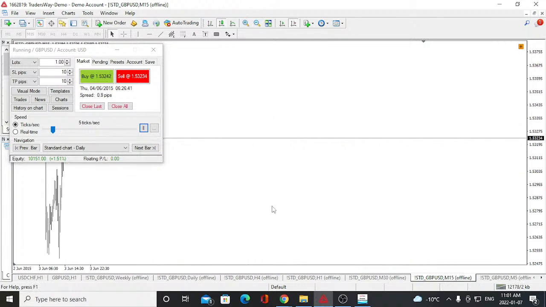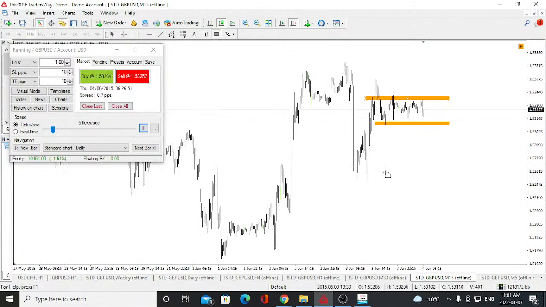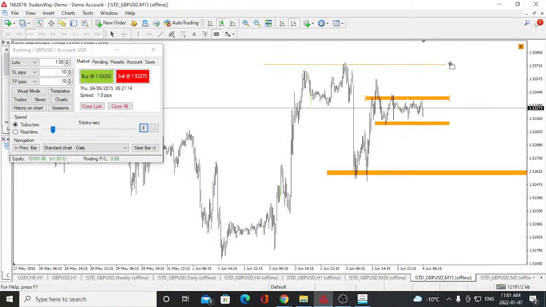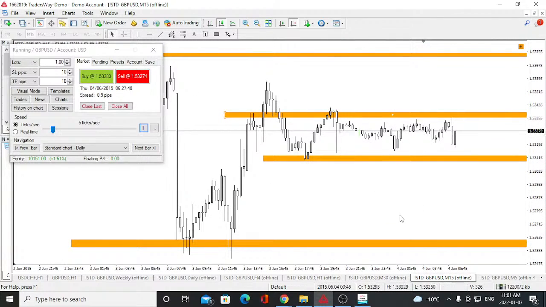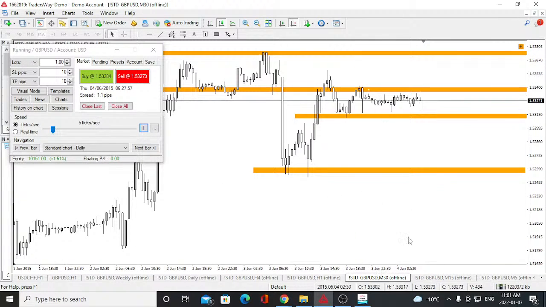But zooming out again, we have our take profit area right here, and we have another take profit area right here. Right, so zoom in. Now we're going to go to the higher time frames, the 30 minute, and you can see the 30 minute is still consolidating, so we're just waiting. It's about to hit 6:30.